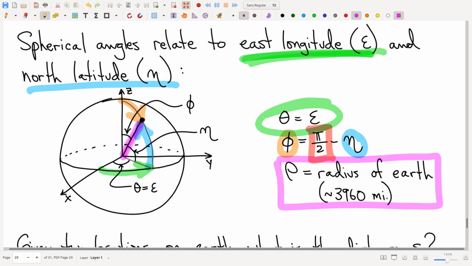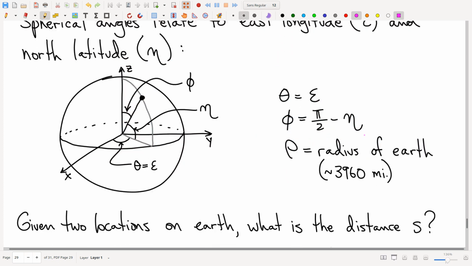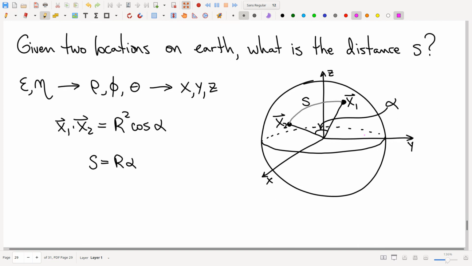All right. So, spherical coordinates are easily related to longitude and latitude. And this allows for the answering of an otherwise very difficult problem. And that is, suppose you are at one location on the surface of the Earth and you want to get to another location on the surface of the Earth. What is the shortest path?